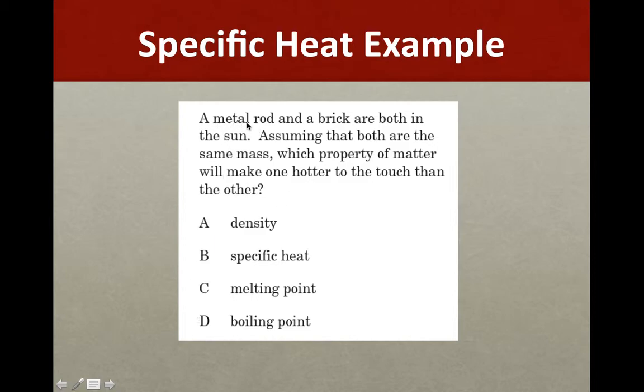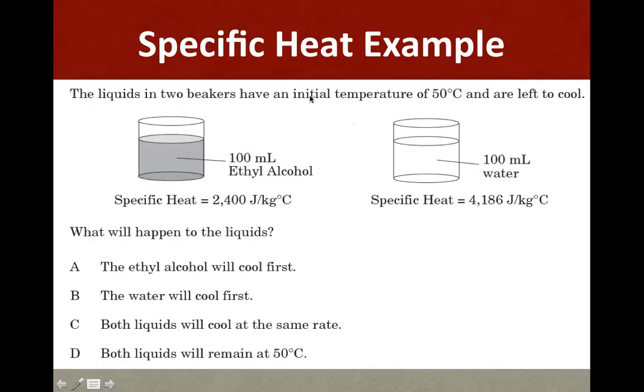The first one right here, a metal rod and a brick are both in the sun. Assuming that both have the same mass, which property of matter makes one hotter to touch? And remember what I said, each object has its own unique specific heat. They have their own unique specific heat that allows one to get a lot hotter than the other. Okay? And here's another one.